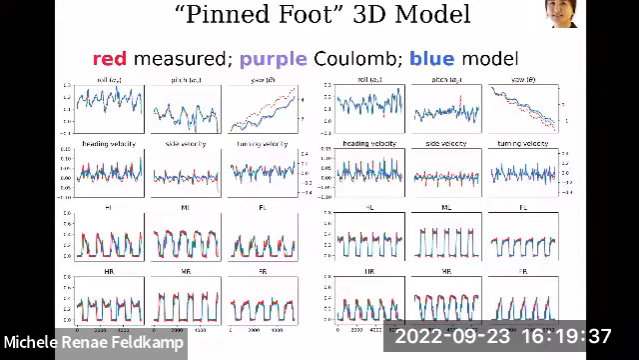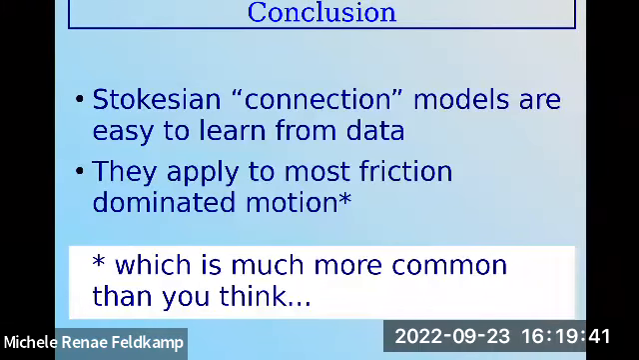And so what did we find out from this? This Stokesian connection kind of model of the physics of multi-legged motion is actually easy to learn from the data. We can collect data, we can learn it.